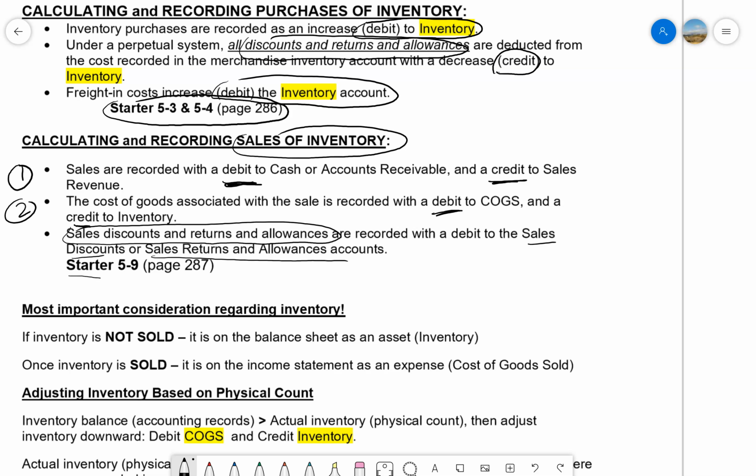So let's have a look at Starter 5-9. Look to page 287 in your textbook and pause the video, read through Starter 5-9, and then we'll work through it together. So pause the video here to read the question first.